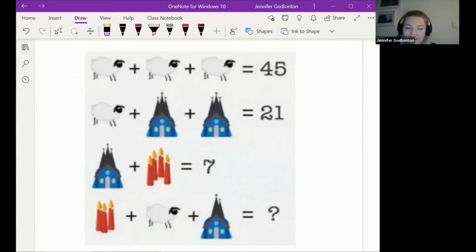Guys, if you want to take a photo, you can take a photo. Give it to your parents. Test them out.